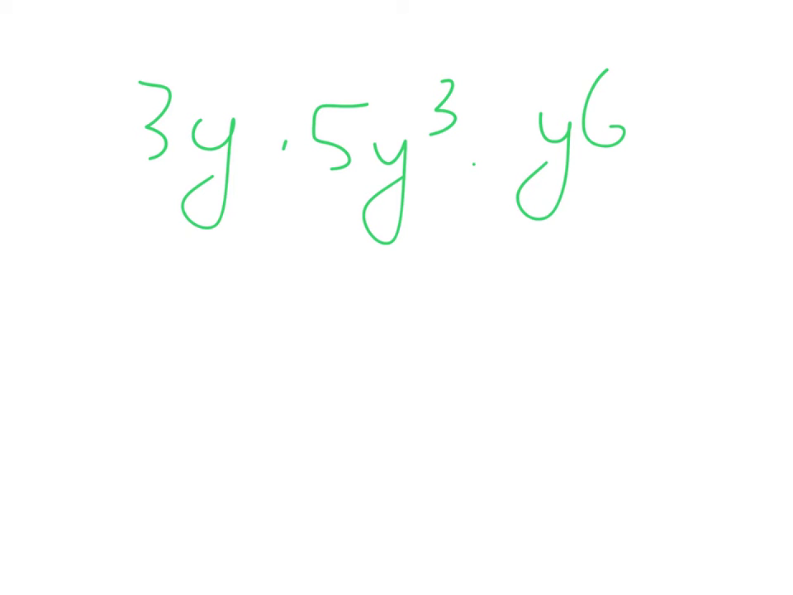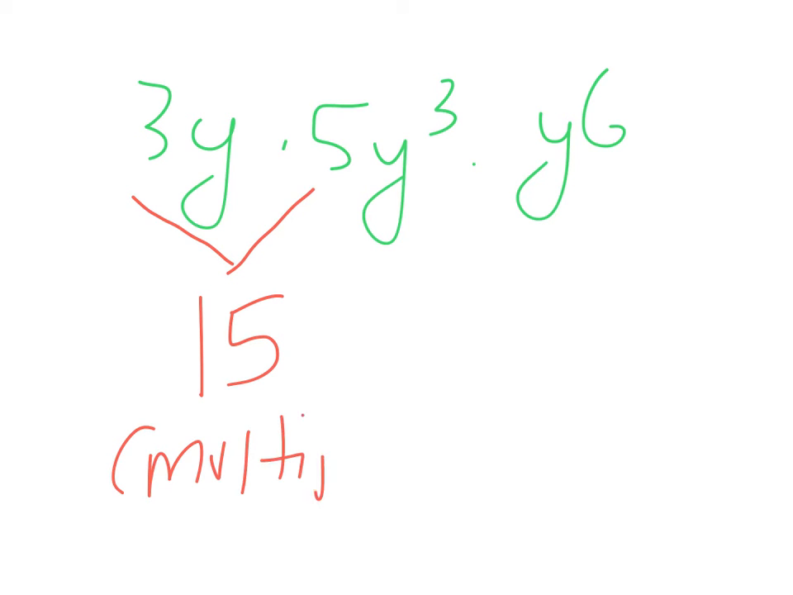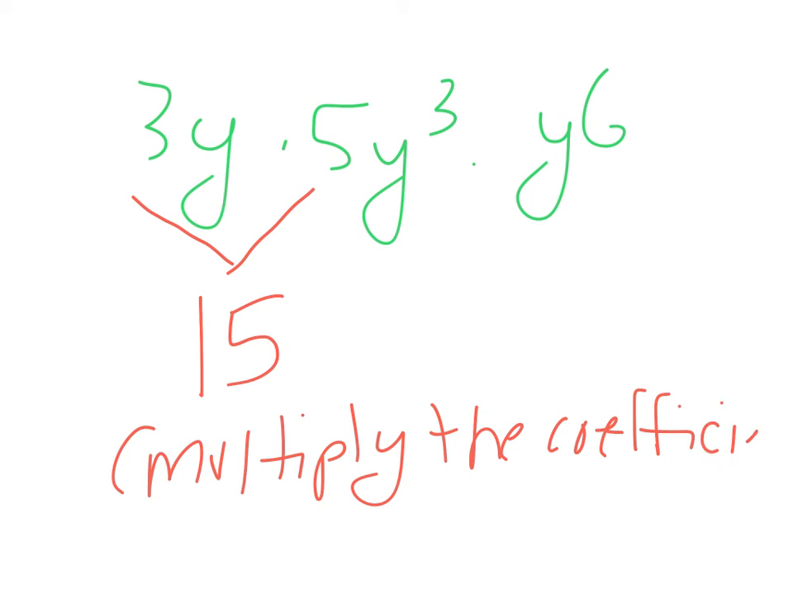So what does this problem equal? 3y times 5y to the 3rd times y to the 6th. Well, when you have a problem like this, you want to multiply the coefficients. And I know this is going to be confusing because you'll want to multiply everything or add everything. But you want to multiply the coefficients, I'm out of room, and add the exponents.